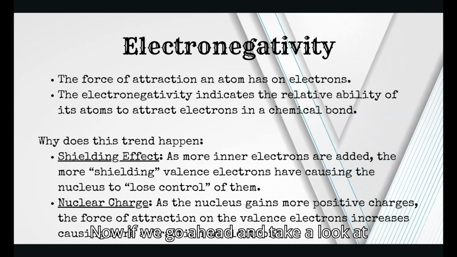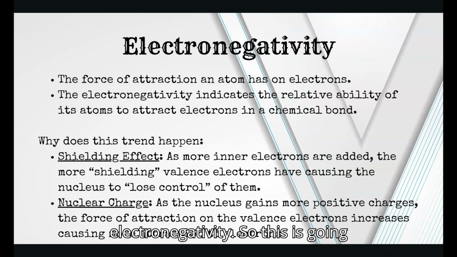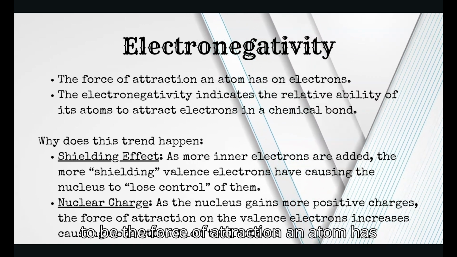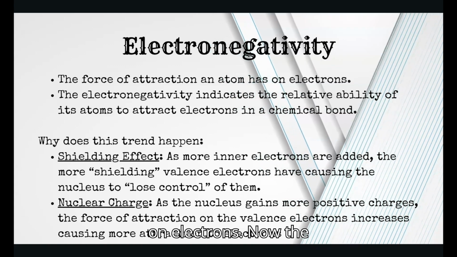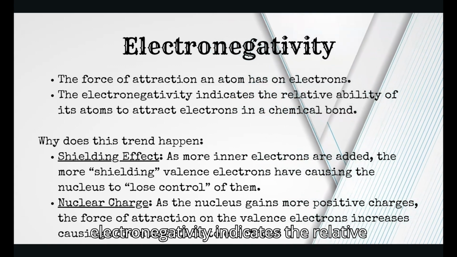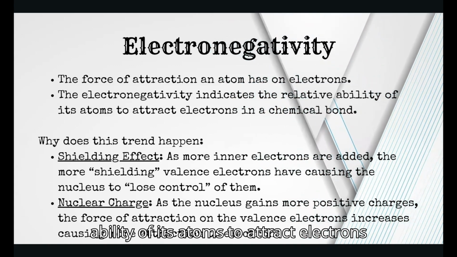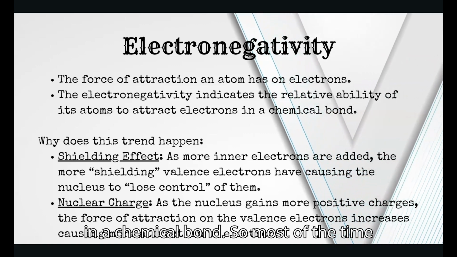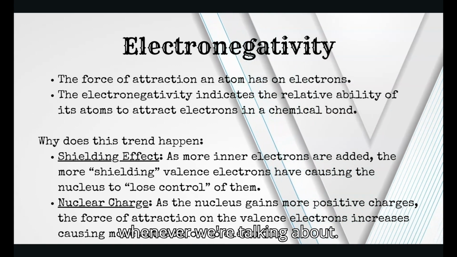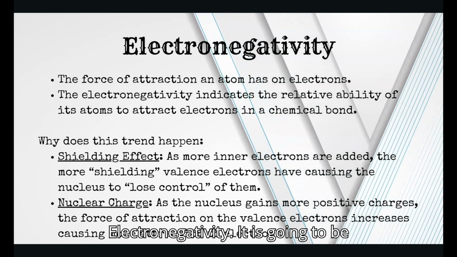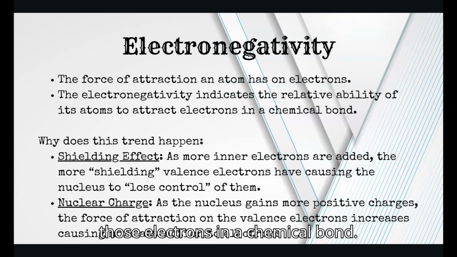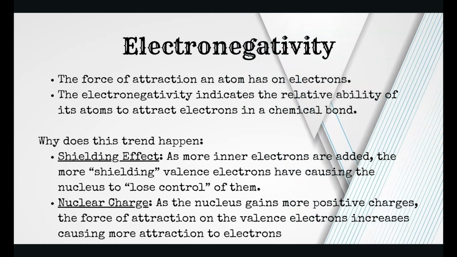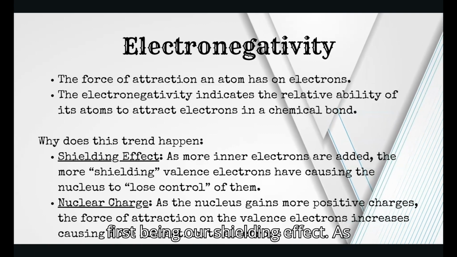Now, if we go ahead and take a look at electronegativity. This is going to be the force of attraction an atom has on electrons. Electronegativity indicates the relative ability of its atoms to attract electrons in a chemical bond. Most of the time, whenever we are talking about electronegativity, it is going to be those electrons in a chemical bond. So, why this trend happens, first being our shielding effect.